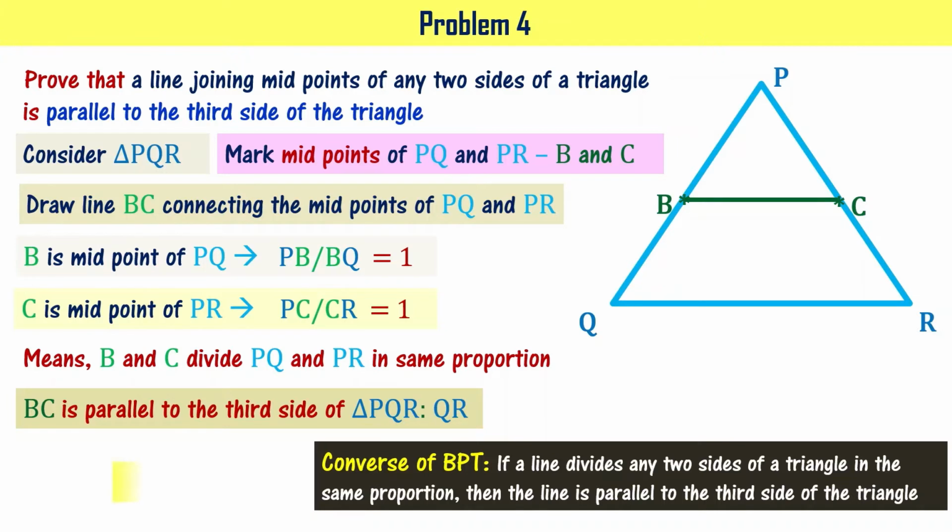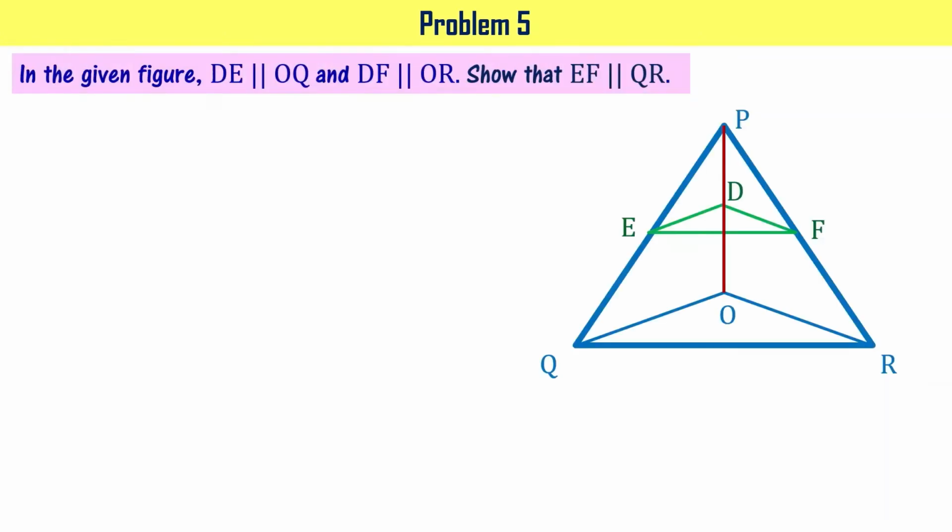Let me write that now. BC is parallel to QR. This is what we are asked to prove. A line joining midpoints of two sides of the triangle is parallel to the third side of the triangle, right? Let's go to the next question, problem number 5. In the given figure, DE is parallel to OQ and DF is parallel to OR. Show that EF is parallel to QR.